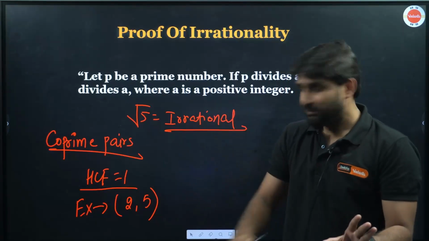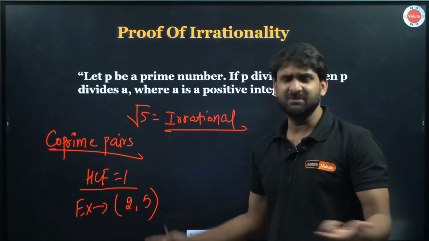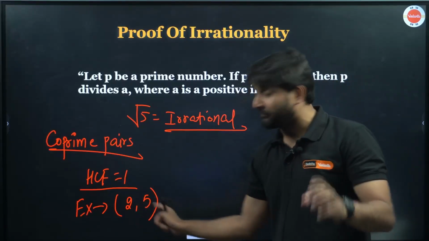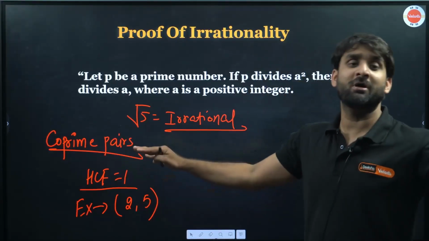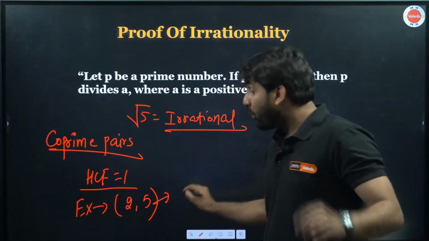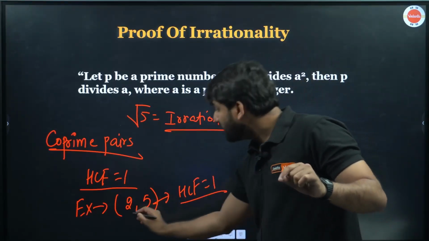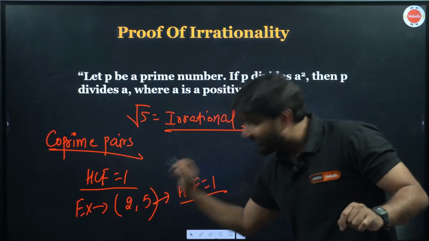Common means the number which can divide both. A factor means the number which can divide. So I want to find out the common factor for this pair. There is no common factor except 1. 1 is the only number which can divide 2 also and which can divide 5 also.